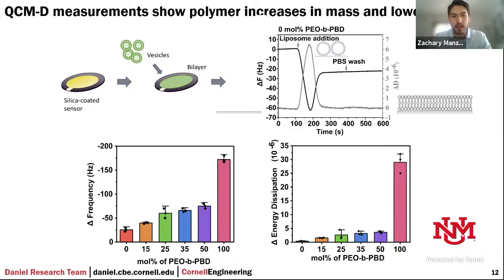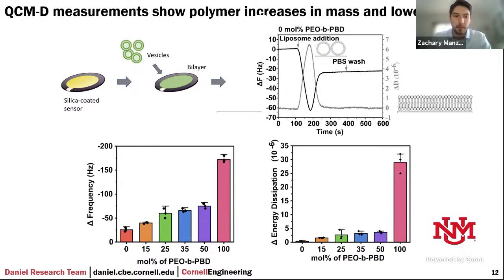And what we find is that as we increase percent copolymer, we're seeing a pretty standard increase in the frequency, which corresponds to the increased mass of the polymer, and a very large jump at 100%, which indicates to us that these are unruptured vesicles because they contain buffer associated with the membrane. We see this in the energy dissipation as well. We see standard increases in the energy dissipation up to 50% copolymer. This is because we believe the polymer is giving us more flexibility in the film, and a very large increase at 100%, which indicates unruptured vesicles to us.